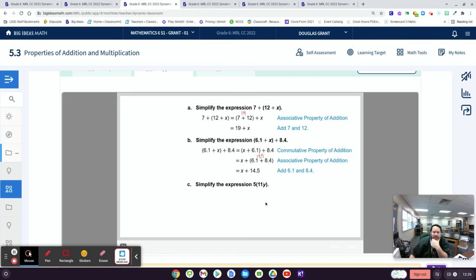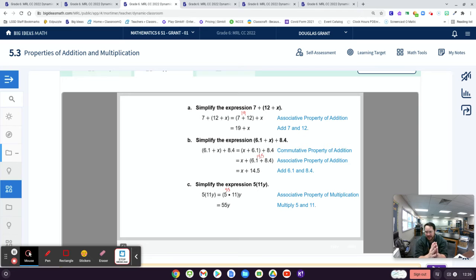So for this last one here, we got 5 times 11 times y. And we're going to move these parentheses so that we're actually multiplying the 5 times 11 first instead of the 11 times y first. So what property says it's okay to move these parentheses and multiply 5 times 11 first? Yeah, that one's the associative property of multiplication because you're multiplying. So you can move these parentheses, so you do 5 times 11 first, which is 55. So it's 55y when you simplify that.